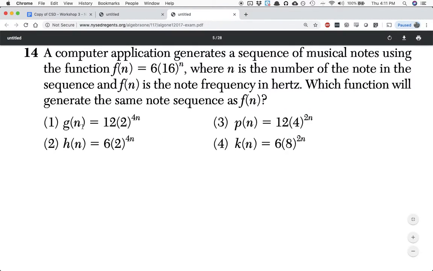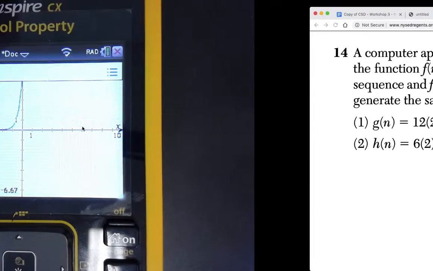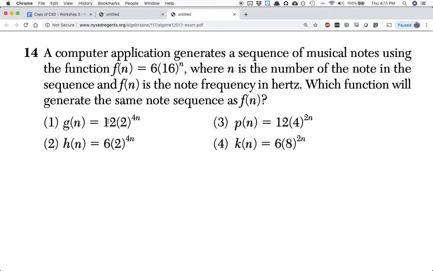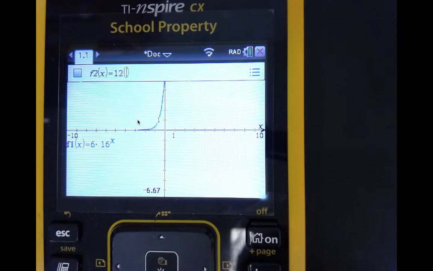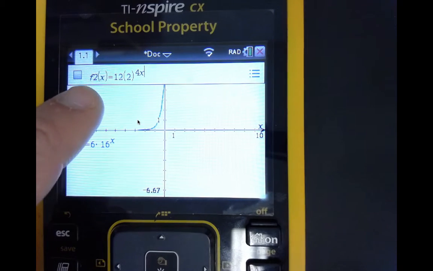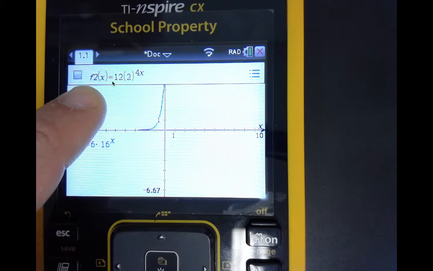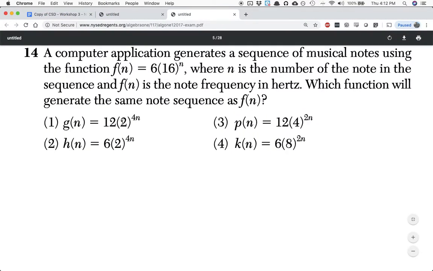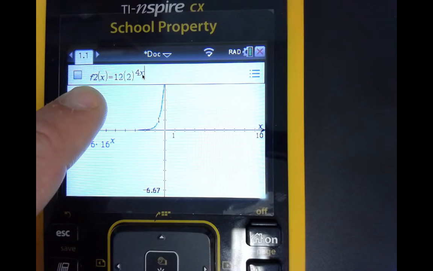So, g of n equals, again, that just tells you to go to a graph and graph it. Hit tab for my next one. G of n equals 12 times 2 to the power of 4n. So, 12, parentheses, 2, get out of the parentheses, to the power of 4 instead of n, x, right? And again, I'm never messing with the left side of this. It's g of n equals, my calculator is always f of x, f1 or f2 of x, that's fine. Just as long as you get the right side, you're good. 12 times 2, 4 to the power of x.